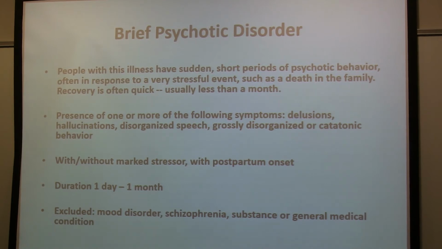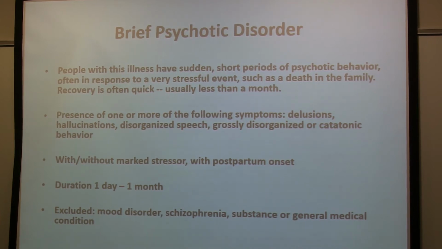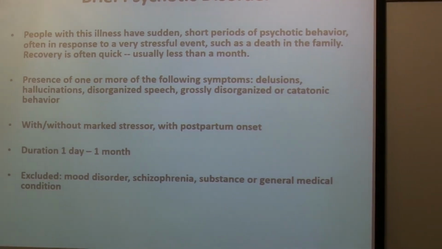People with this illness have sudden short periods of psychotic behavior, often having to do with an extremely stressful event, such as a death in the family. Recovery is often quick, usually less than a month, and sometimes in a day or two. The shock of the loss could be so overwhelming that the person actually develops some psychotic symptoms. The person will have the presence of one or more delusions, hallucinations, disorganized speech, grossly disorganized, or catatonic behavior. Catatonic meaning the person just becomes frozen.